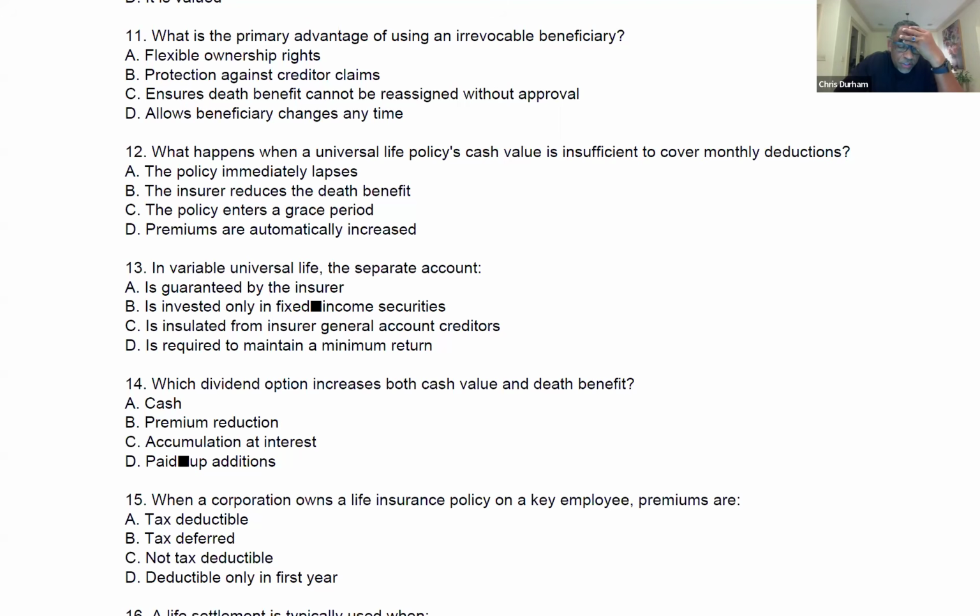So on a universal life insurance policy, if you stop paying the premium, they would take the premium from the cash value. That's why it's called flexible premium. Then if the cash value runs out, it'll go into a grace period before it lapses.